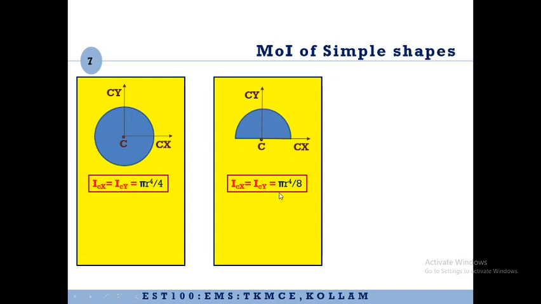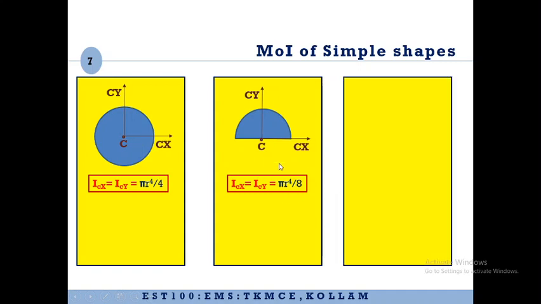That is pi r raised to 4 divided by 8. So if you already know the moment of inertia for a circle about the axis passing through the center, then you can easily know it for a semicircle. Now let us consider the case for a quarter circle.